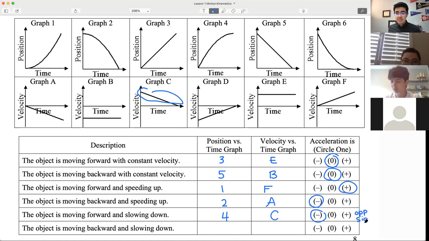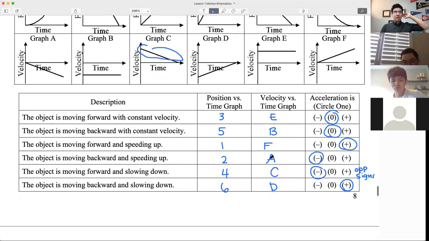And last one? 6 and D. Good. And then what would the acceleration be here? Positive, right? Because the velocity is negative and the acceleration is positive. They have opposite signs, so it's slowing down. Okay, so being able to dissect these graphs is pretty helpful here.